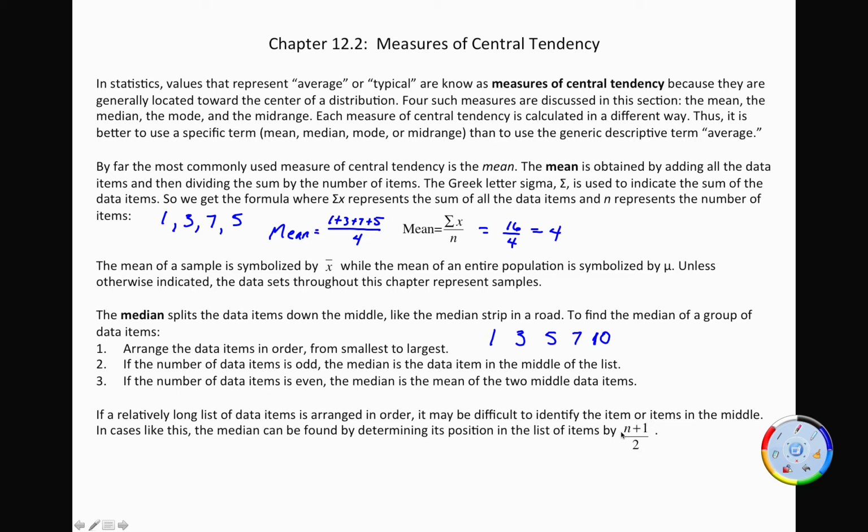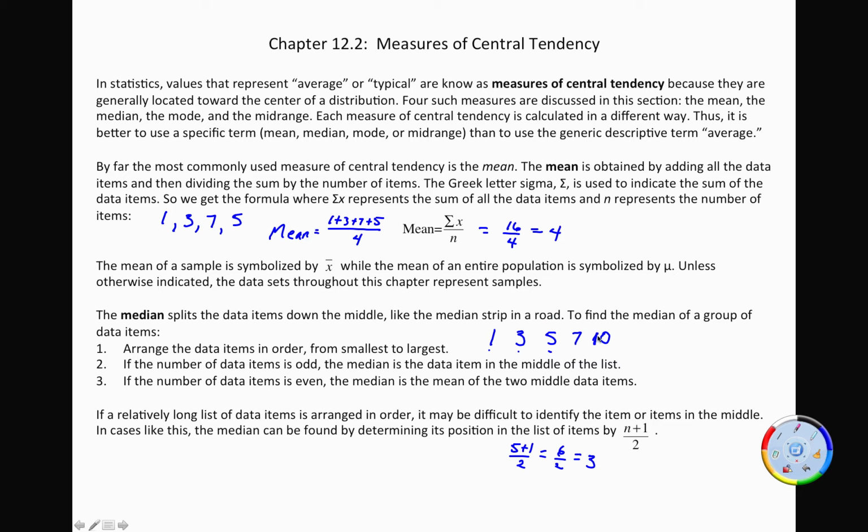Then I can find that middle position by counting them 1, 2, 3, 4, 5. So that's what n is. So 5 plus 1 over 2 equals 6 over 2, 3. Now don't forget, that's the position of the median, not the actual value of the median. So now I come back up here and I say, well, the third number, 1, 2, 3, that third number is my median.